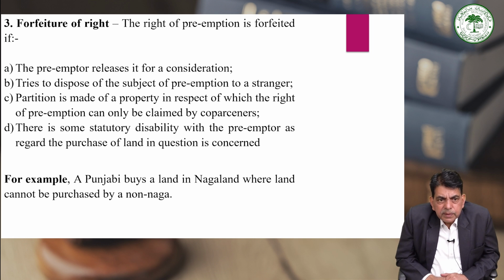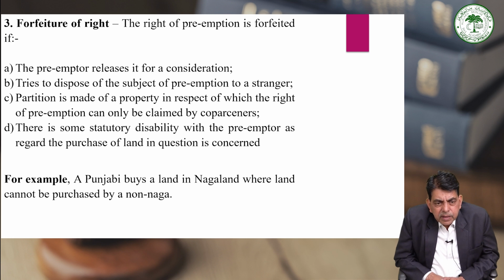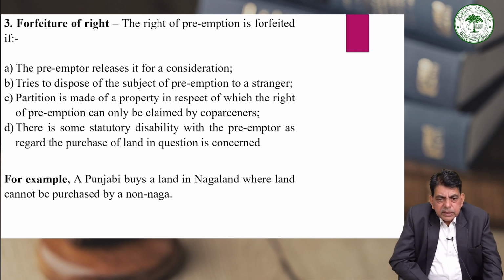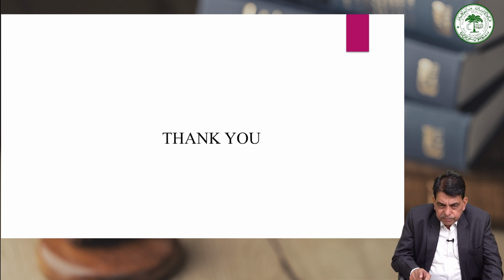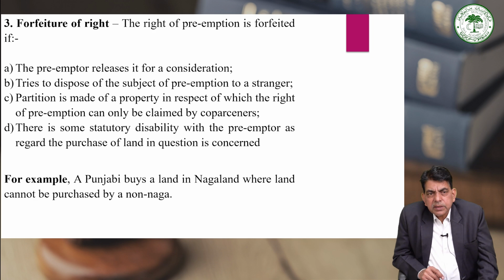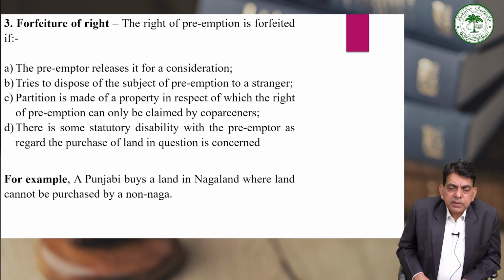The right of pre-emption is forfeited in the following cases. A. The pre-emptor releases it for a consideration. B. He tries to dispose of the subject of pre-emption to a stranger. C. Partition is made. D. There is some statutory disability with the pre-emptor with regard to the purchase of the land. For example, a Punjabi buys a land in Nagaland where the land cannot be purchased by a non-Naga. So here in this case, the right of pre-emption will not be available.